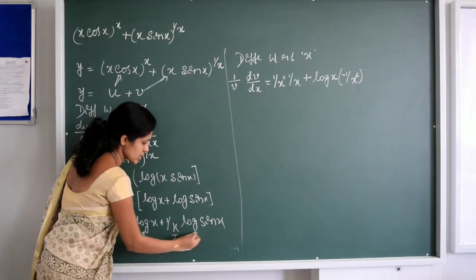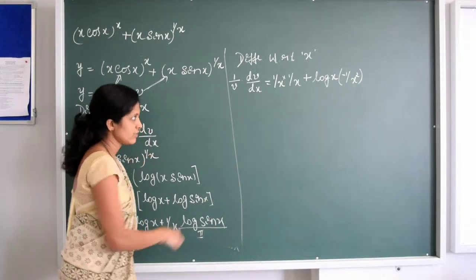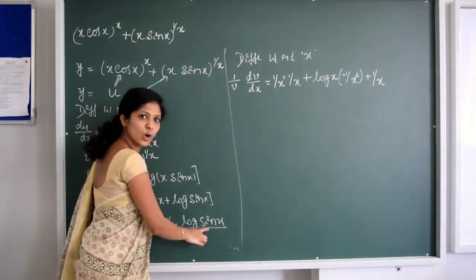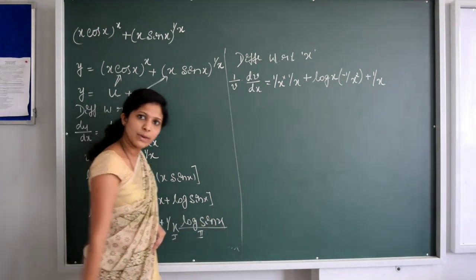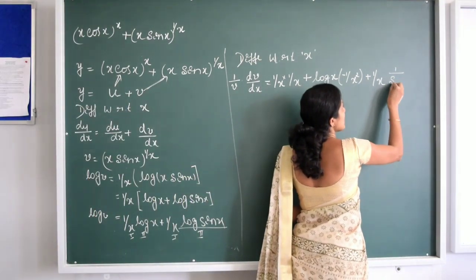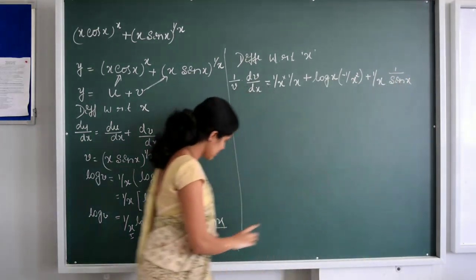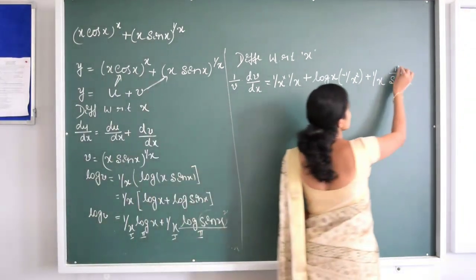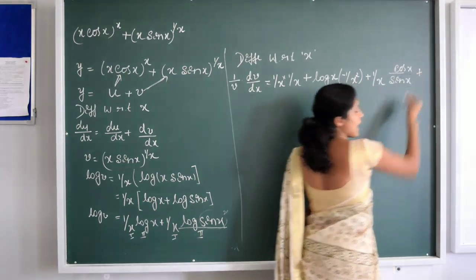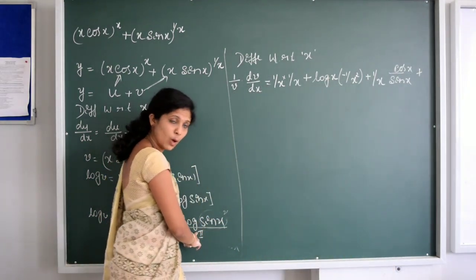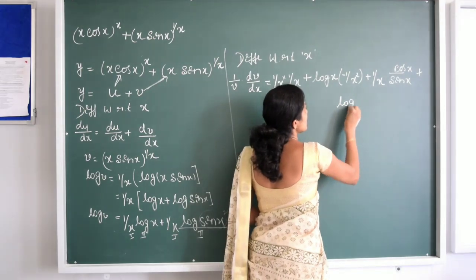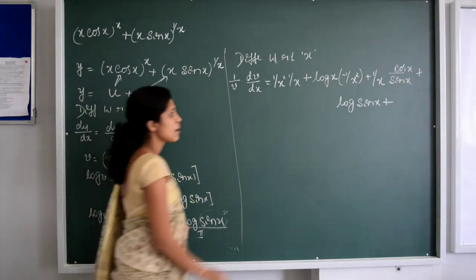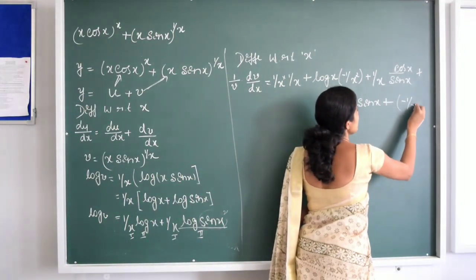Now here this is the first function and this whole function is the second one. We'll keep the first one as it is, that is 1 by x, and derivative of log of sin x. Derivative of log of sin x will be 1 by sin x into, not only this much, the derivative of sin x, right? Derivative of sin x will be equal to cos x. So this is 1 by sin x into cos x, plus I have to give the second function as it is, that is log of sin x, into what is the derivative of 1 by x? It is minus 1 by x square.